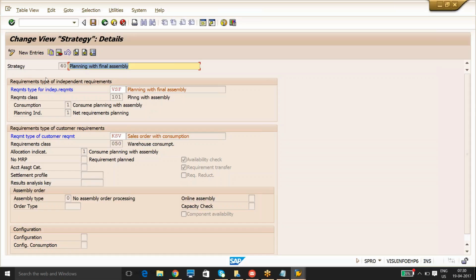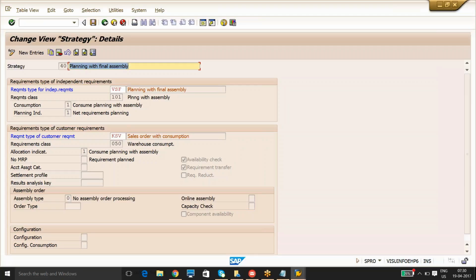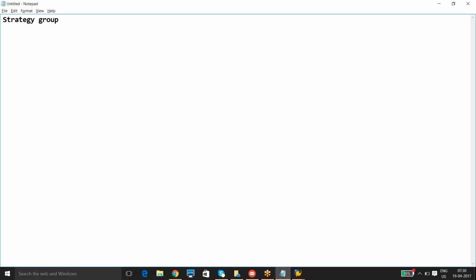So this is about the strategy group which we are going to discuss now. I want you to just have a glance at the screen, and then I will go back to my notepad and we'll discuss it, and then we'll come back to this. So today we will be starting with the strategy group. We are taking the example of 40, that is planning with final assembly.